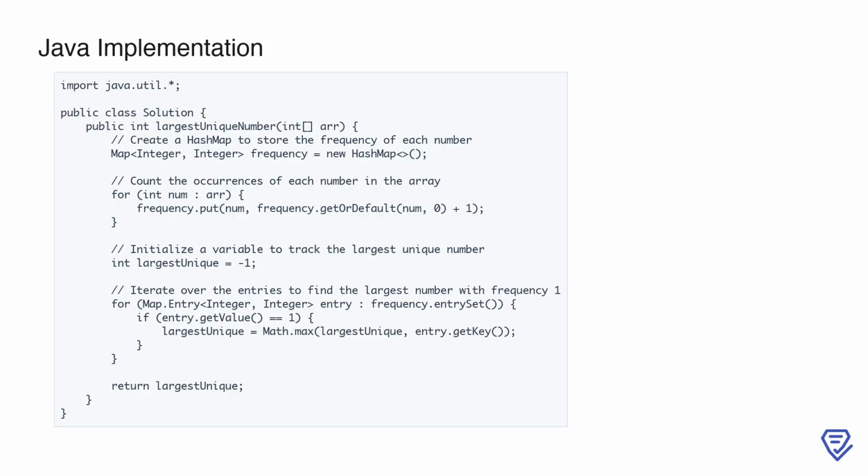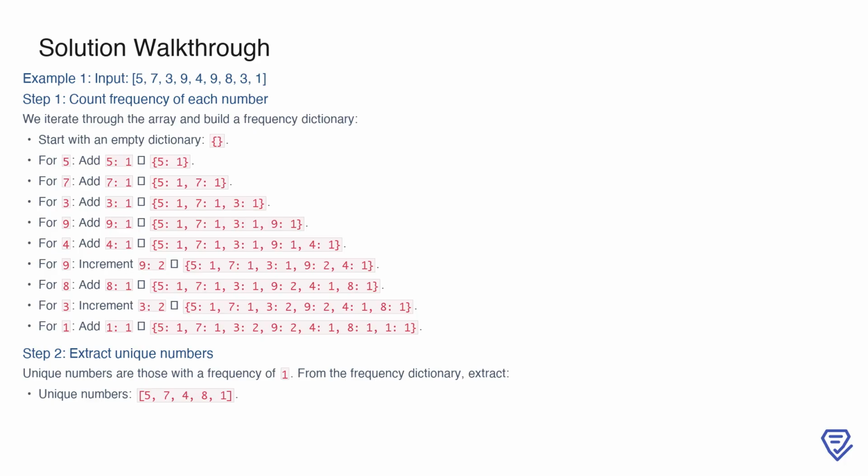To solve this problem, we start by counting the frequency of each number in the given array. The input for this example is 5, 7, 3, 9, 4, 9, 8, 3, 1. We initialize an empty dictionary and iterate through the array to build it step by step. First, we encounter 5, so we add it to the dictionary with a frequency of 1. Next, we process 7, adding it with a frequency of 1 as well.